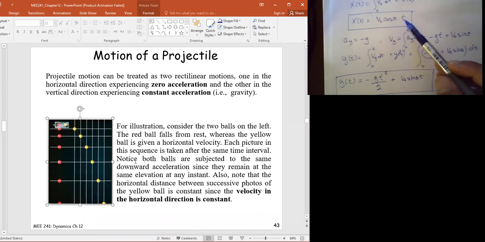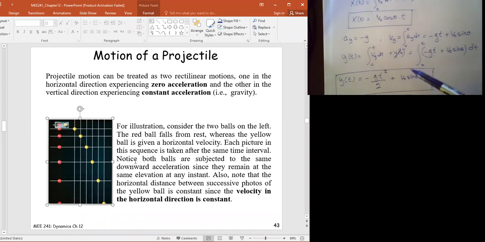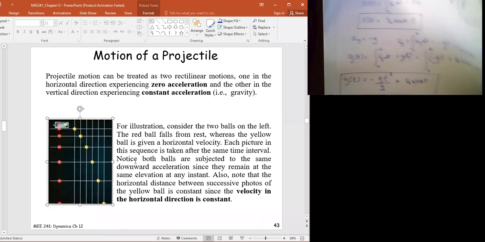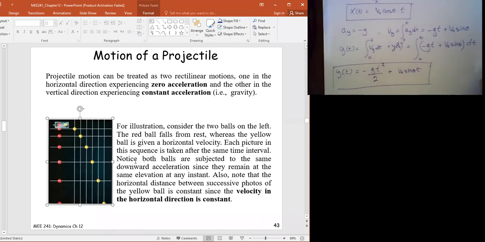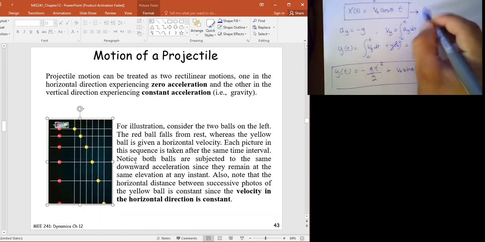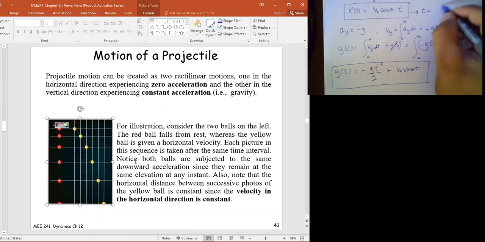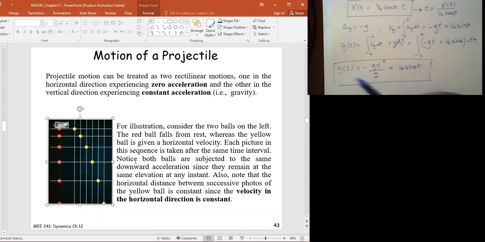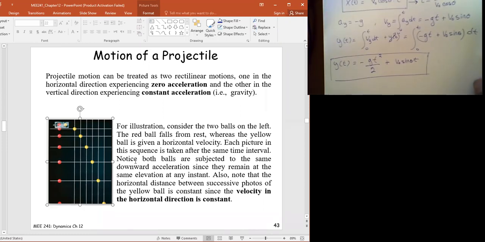Now that you have x as a function of time, and you have y as a function of time, I can basically find y as a function of x. Can someone think of a way to capture y as a function of x? I think from here, good. I can say t is equal to x of t divided by v0 cosine theta, where theta is the actual launch angle. So I replace that t into here, and then I'm going to be able to find y as a function of x. So let's do that.